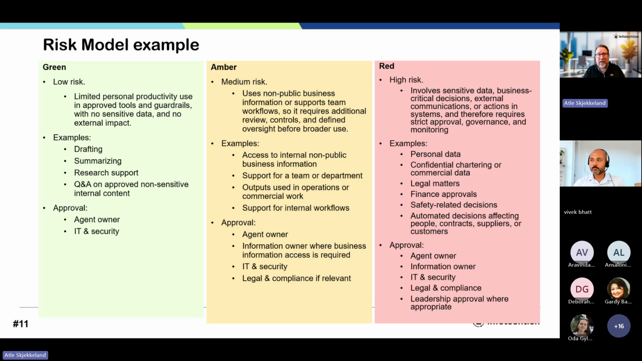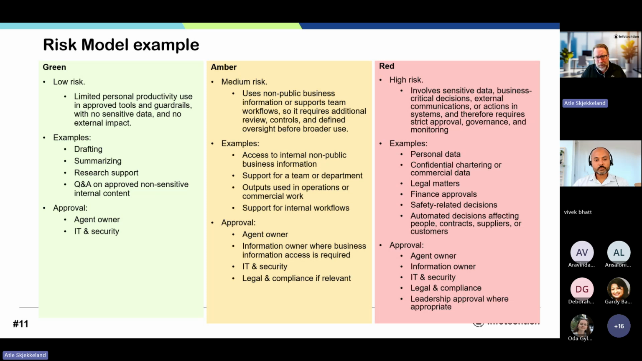We might also have legal and compliance involved, and there might also be an information owner to approve access to that type of data. And then you have red, which you could say perhaps most business transformation agents will be in, where you really see the benefits, but that's also where you really need the control. So the stakeholders get more involved and there are more boundaries put in place, with human in the loop and other things to ensure that this doesn't go the wrong way. So that's just an example of how the risk model could look.